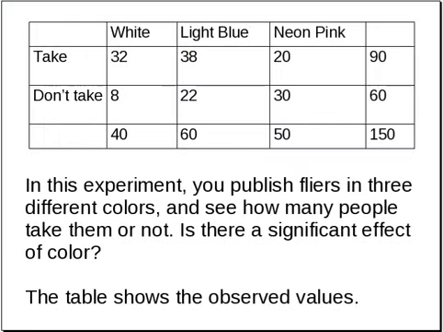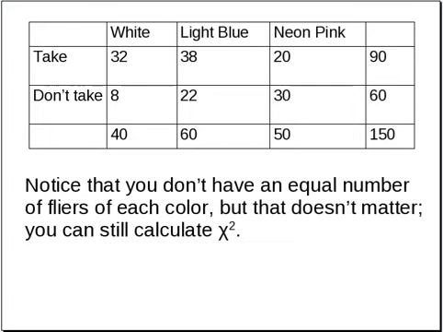Here's another experiment. In this experiment, you publish flyers in 3 different colors and see how many people take them or don't take them. Is there a significant effect based on color? And here the table shows the observed values. Notice that you don't have an equal number of flyers of each color, but that doesn't matter. You can still calculate chi-squared.